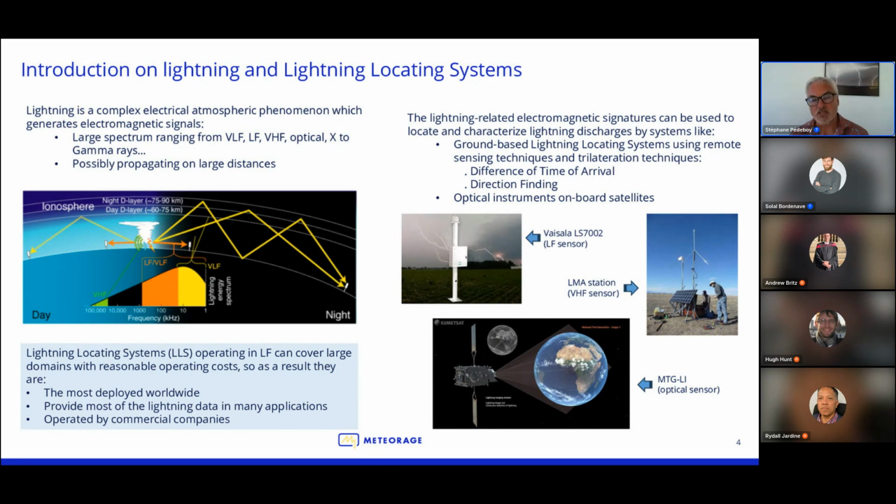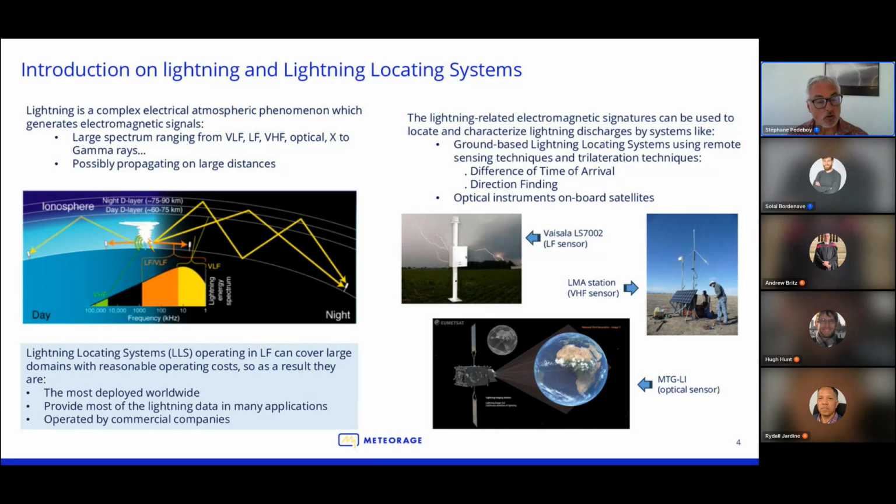Okay, and besides these ground-based lightning locating systems, now more and more optical instruments tend to appear on board satellites, like the GLM covering the Americas, let's say, and more recently the MTG LI covering Europe and Africa. So you have some pictures showing you some sensors. All the electromagnetic sensors, like this one from Vaisala, this one from the LMA station, which is very famous in the research field, are based on antennas picking up these electromagnetic signals. For the satellite, it's a bit different as the optical signal is picked up.